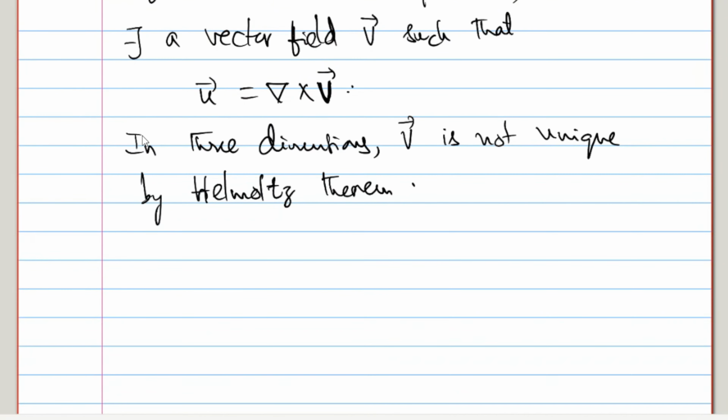So here, what does your Helmholtz theorem tell you? Forget about the uniqueness for now. Helmholtz theorem itself tells you that it exists. So by Helmholtz theorem, this exists. So you don't say it is not unique yet. V exists by Helmholtz theorem.